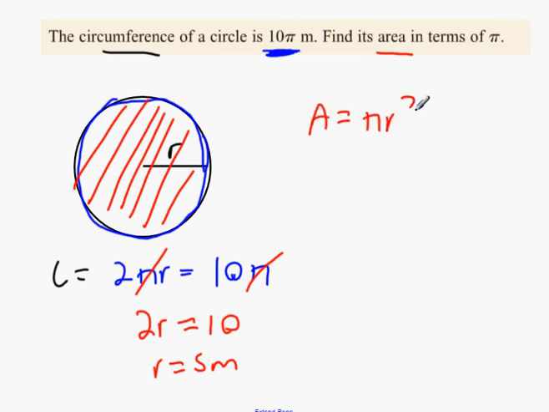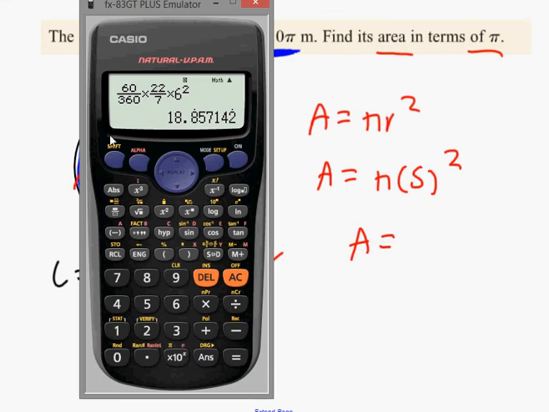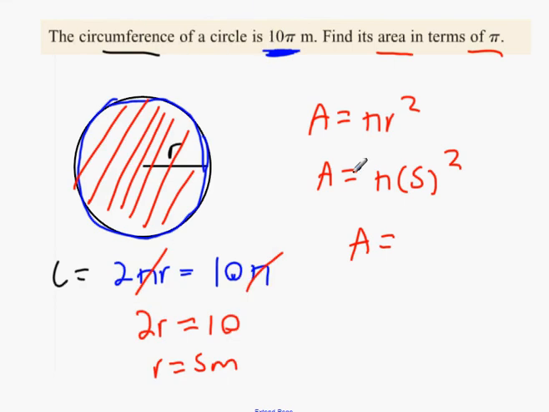Area equals pi r squared. Area therefore equals, anybody? Pi times 5 squared. In terms of pi, put that into the calculator. What do you get? Anybody? Do you have a calculator now? 25 pi meters squared. Is that right?